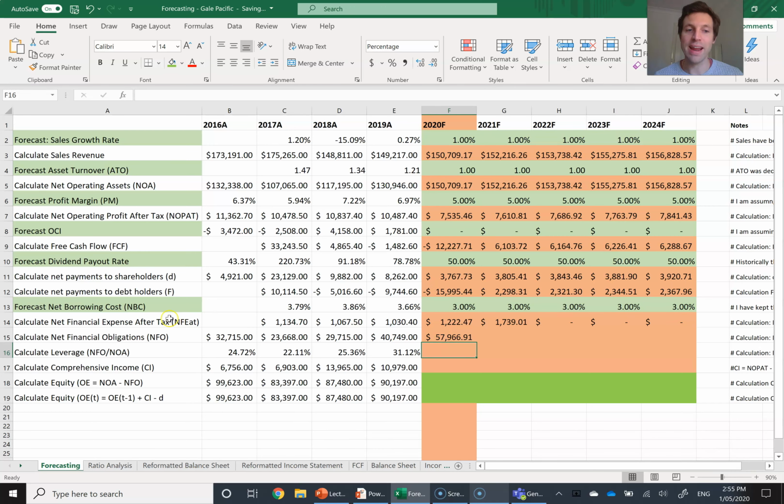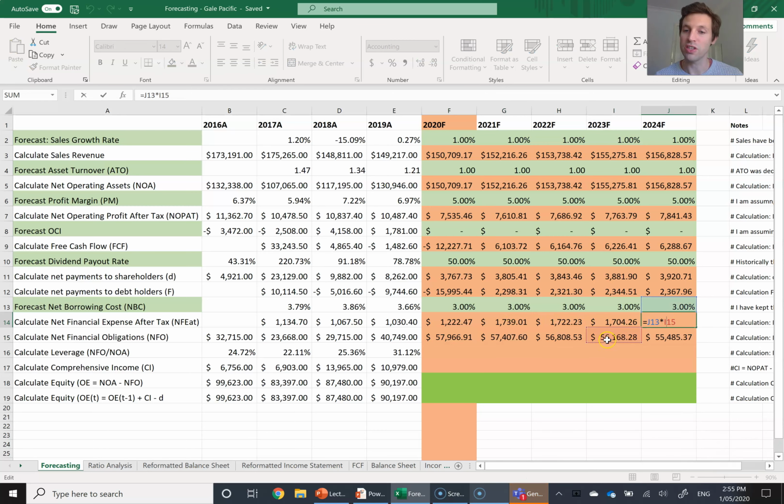So my NFO, my net financial obligations this year, I started with 40,000. Then I've incurred this interest cost during the year. And my payments to debt holders was a negative, which means I have actually borrowed another 15.9 million here. So we add that up and our NFO has increased. I drag this along. Now we can see my net financial expense after tax is calculated in here using last year's NFO and this year's interest rate. And it allows me to have my financing all forecast now.